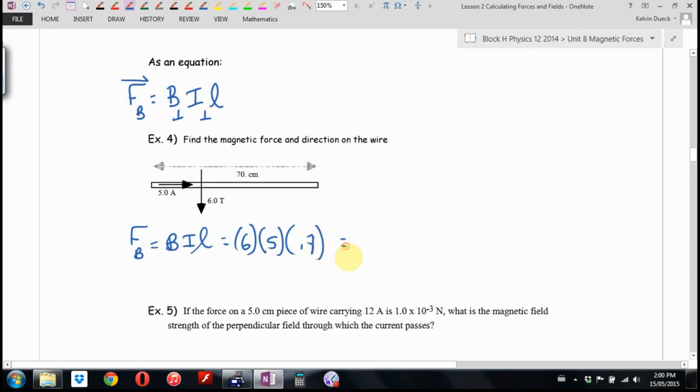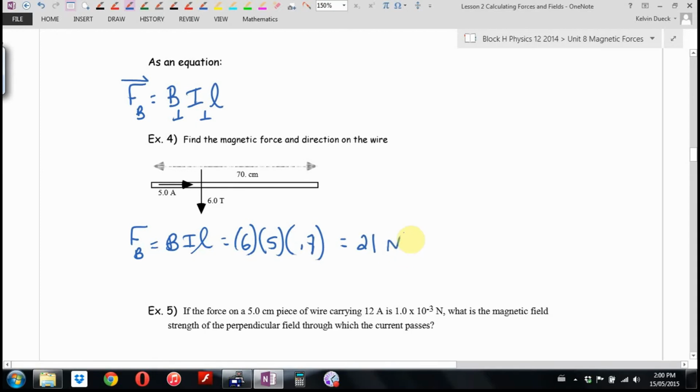Now, Jeff, here's where you can impress me. Can you do it in your head? 6 times 5 is 30. 30 times 0.7, it's going to be the same as 3 times 7. 21 what? Force units.